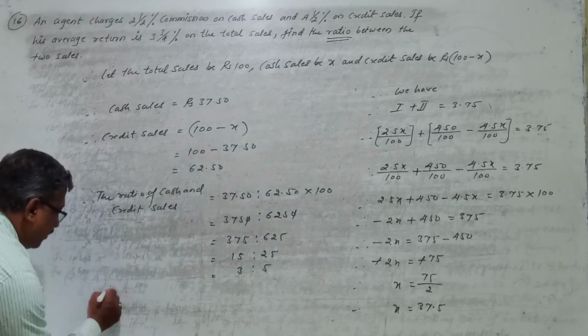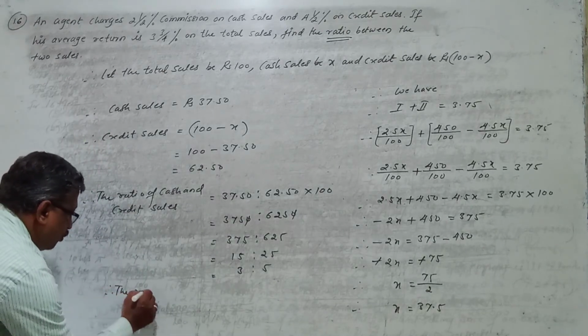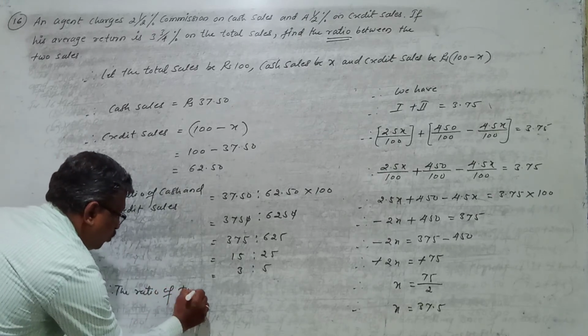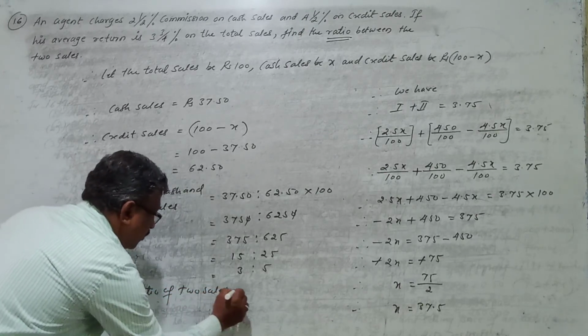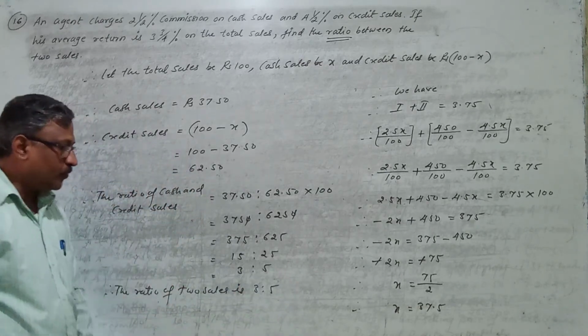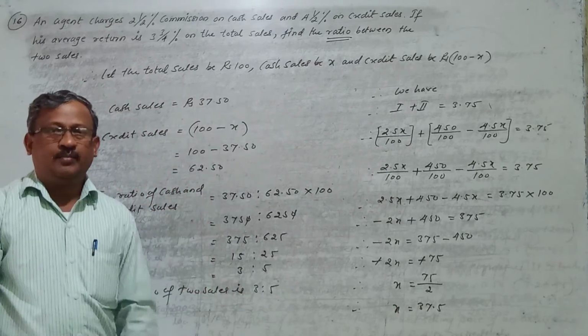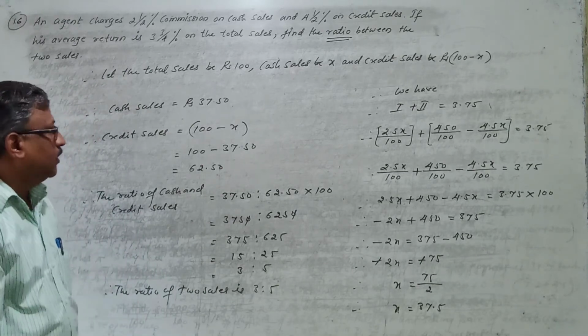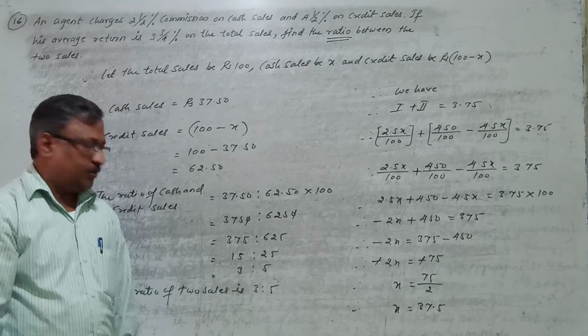So here you write: therefore the ratio of two sales is 3:5. This problem has also been repeated many times in the exam for 7 or 8 marks. So I hope this is clear.